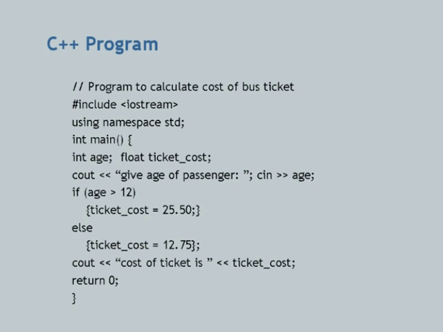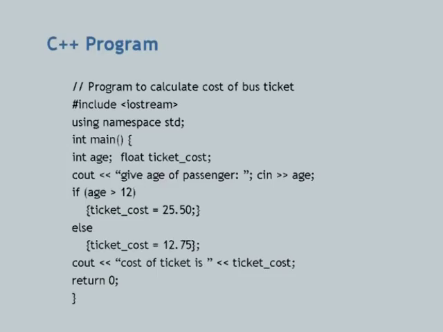After if, you always write a pair of parentheses. And inside this pair of parentheses, you write the condition which needs to be evaluated. Obviously, this condition must evaluate to either true or false, right? You can understand age greater than 12. This is not a statement, but this is a question being posed to C++.